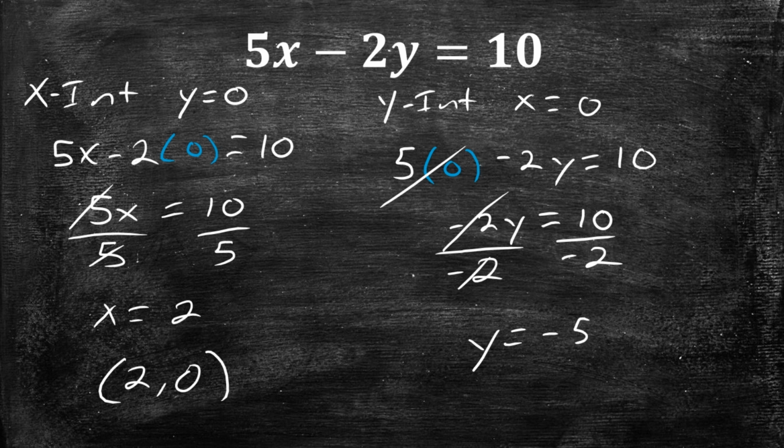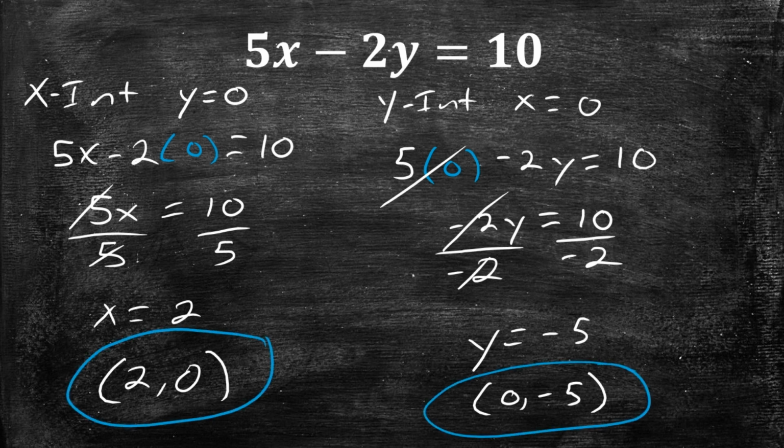And it's the same situation here. We want to write that as an ordered pair. So x is 0 here, and then negative 5 is our y value. So now we found our x-intercept and y-intercept. Therefore, this example is complete.